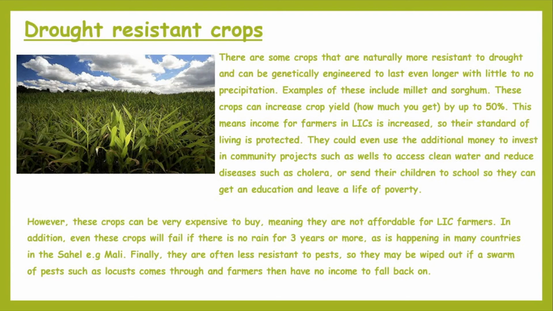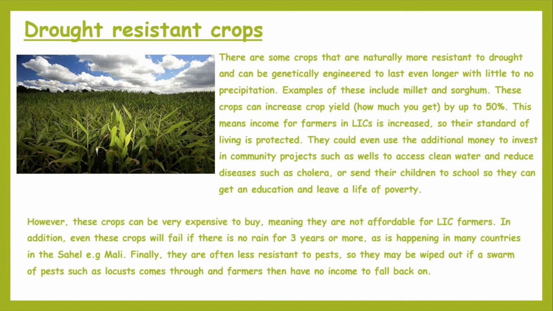but they are more expensive to buy in the short term, which means that they may be unaffordable in the first place for the majority of LIC farmers. And even these crops will die if the rains don't arrive within 3 years. Some countries in the Sahel, Mali in particular, have been suffering from drought for approaching the 4 years plus mark now. And this is what we call monoculture.